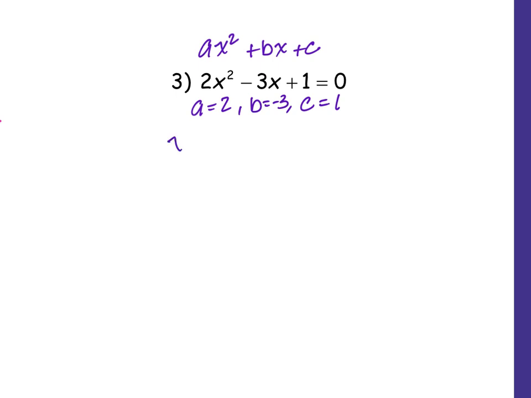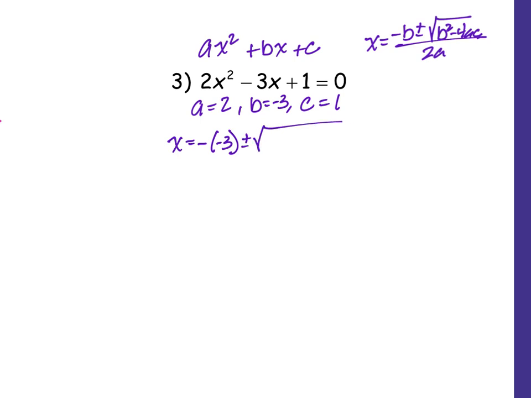And then I have x equals minus b, so minus -3, because the quadratic formula says x equals minus b plus or minus the square root of b squared minus 4ac, all divided by 2a. So plus or minus the square root of -3 squared minus 4 times 2 times 1, all divided by 2 times 2. And then from this step on, it's just order of operations and simplifying it. It's just plugging it in and making sure you get the right numbers in there.